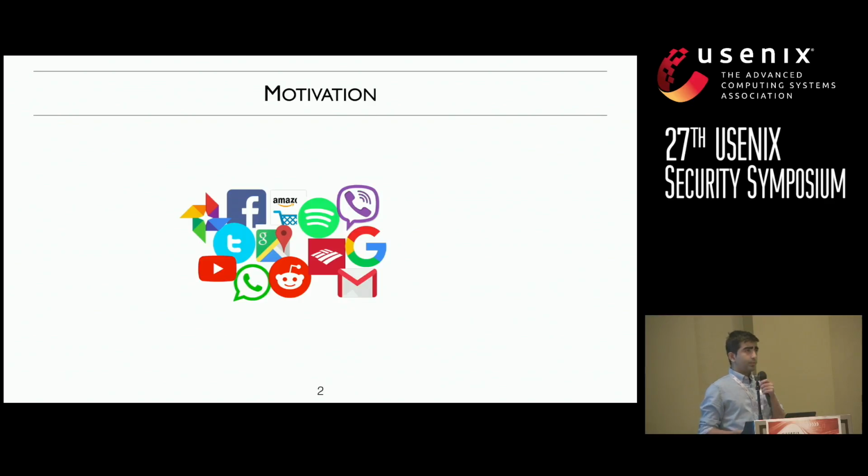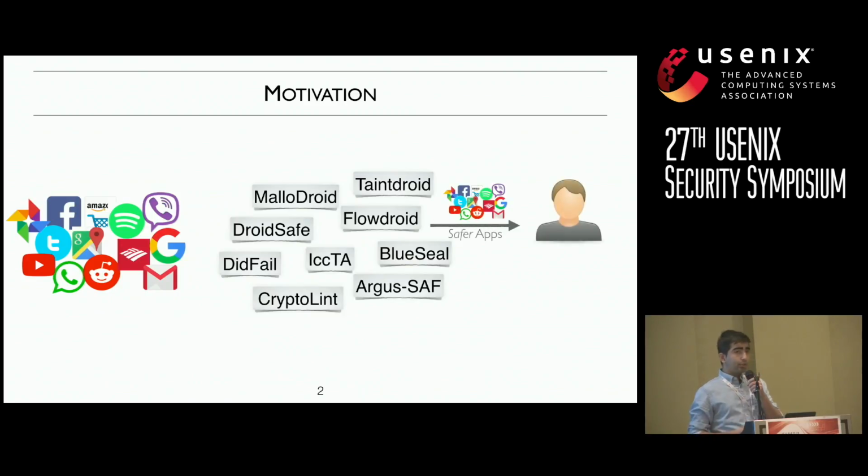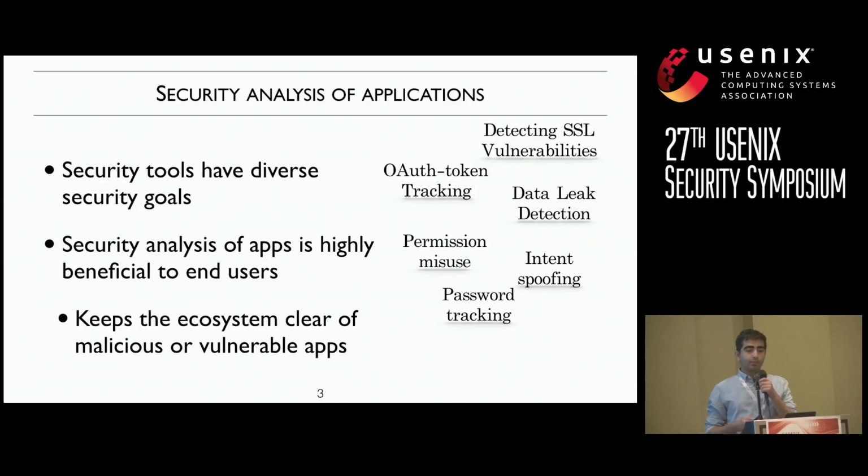As a result, the last decade or so of mobile security research has really focused on application analysis. And various tools like Maladroid, Tendroid, Flowdroid, and CryptoLint have been developed. Now, these tools focus on a variety of different tasks, from detecting SSL issues to tracking private data leaks and so on.